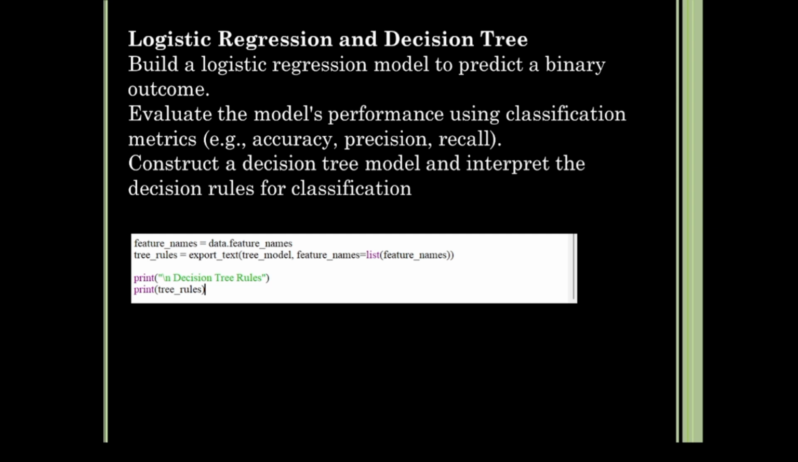Next is feature_names is equal to data.feature_names. Now this stores features like radius, texture, perimeter, etc. Next, tree_rules is equal to export_text(tree_model, feature_names=list(feature_names)). So it converts the tree into readable text rules. And print \n decision tree rules is the heading. Print tree_rules will print the entire decision rules.